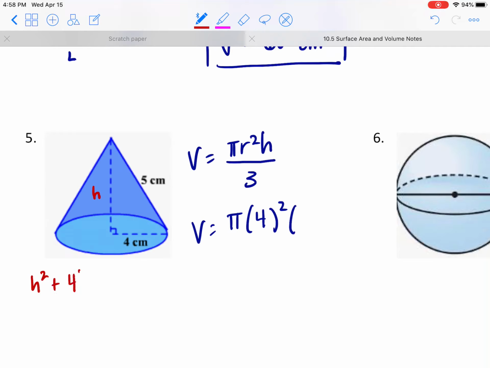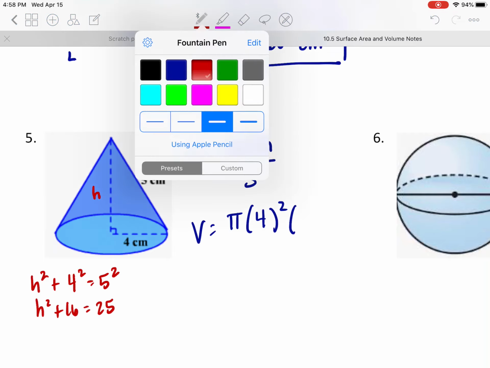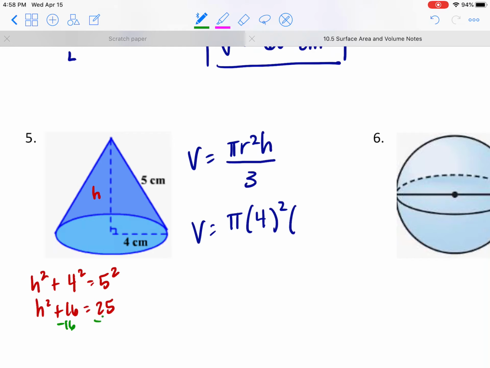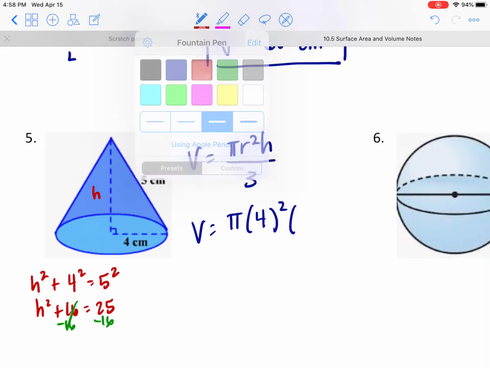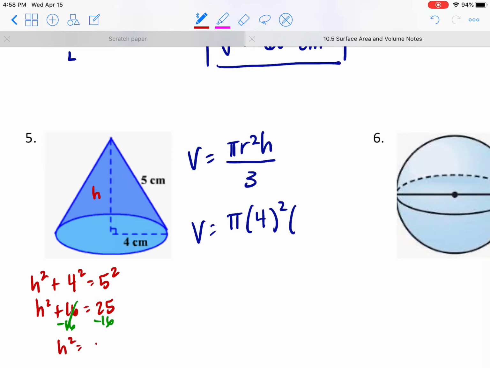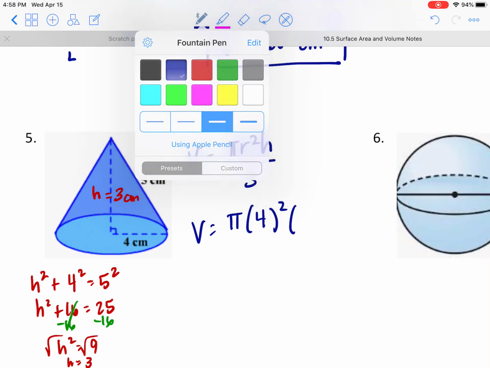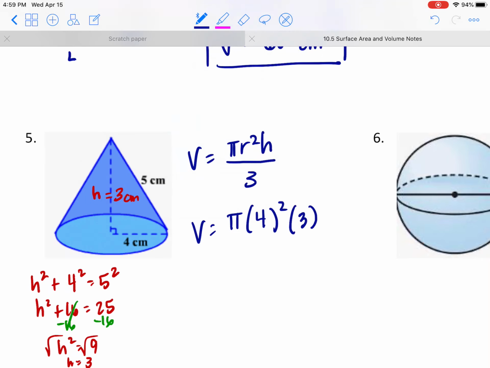If I need to figure out what this height is, I can use the Pythagorean theorem, right? The height squared plus 4 squared has to equal 5 squared. So that's going to be 16 and 25. If we subtract that 16 over, then we have h squared equal to 9, which means that height is going to be 3. So our height is 3 centimeters. And so that's what we're going to plug in here for our height. And then we're going to divide by 3.